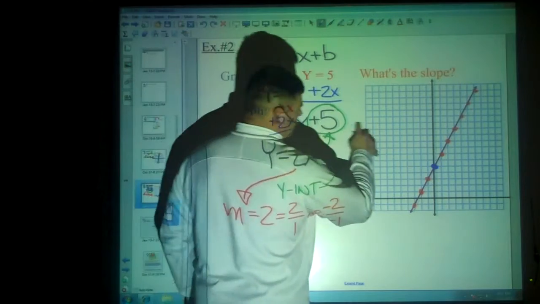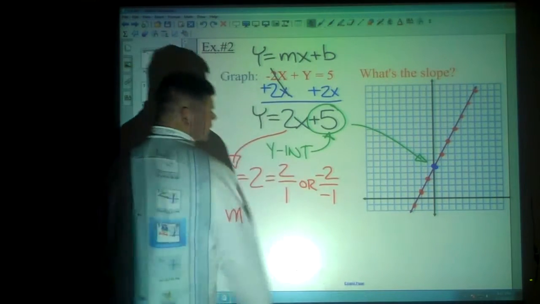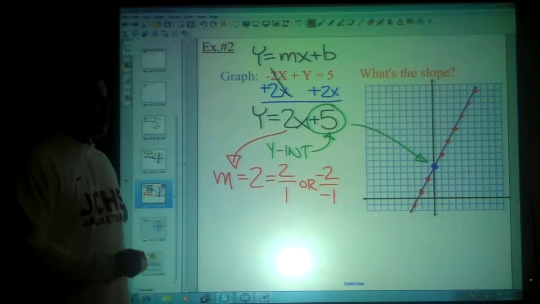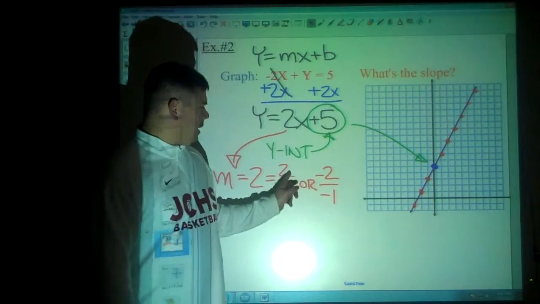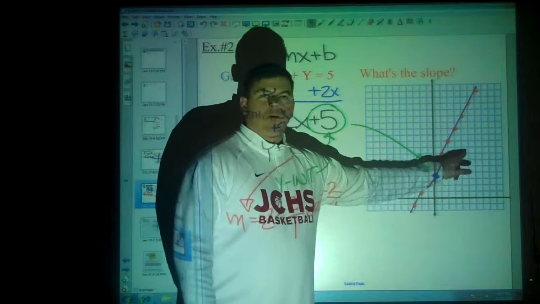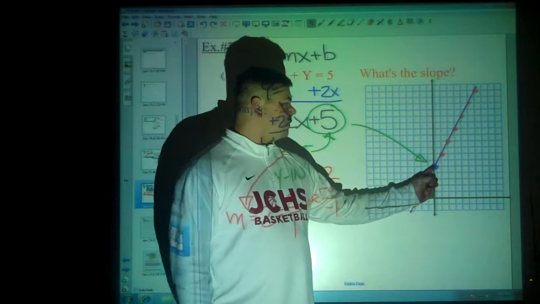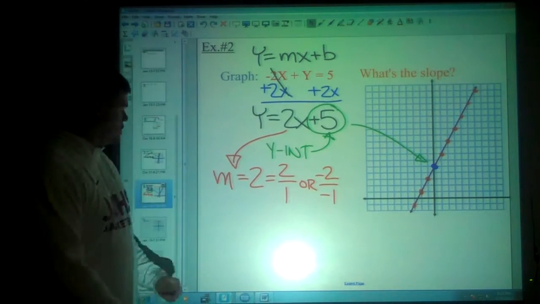So again, the y-intercept is a crucial piece. It tells us where to start. One of the biggest mistakes people make is they put that 5 right there, and then they go up 2 and right 1 from the origin. We do not want to do that. You want to go up 2 and right 1 from the y-intercept. It tells you where to start.